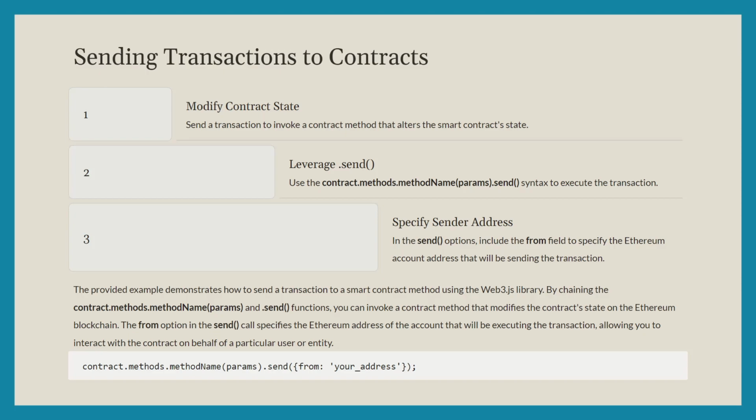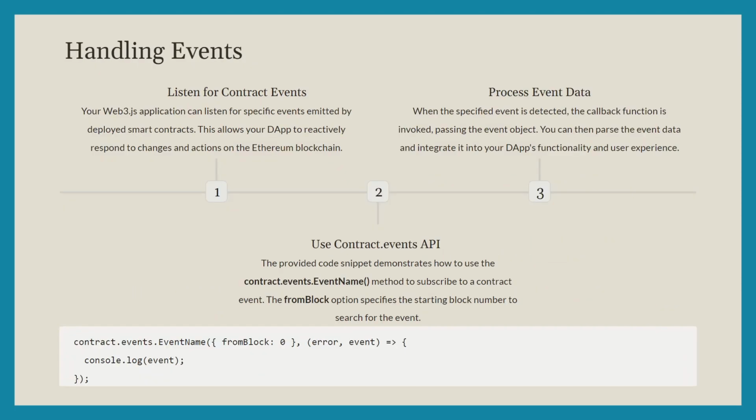By chaining the contract.methods.methodName(params) and .send functions, we can invoke a contract method that modifies the contract state on the Ethereum blockchain. The from option in the send call specifies the Ethereum address of the account that will be executing the transaction, allowing us to interact with the contract on behalf of a particular user or entity. Contract.methods.methodName(params).send({from: yourAddress}).